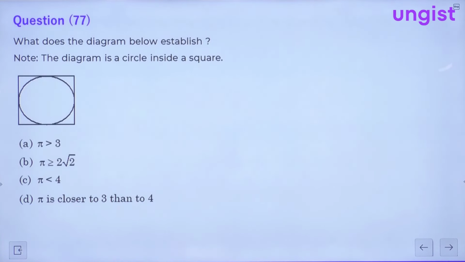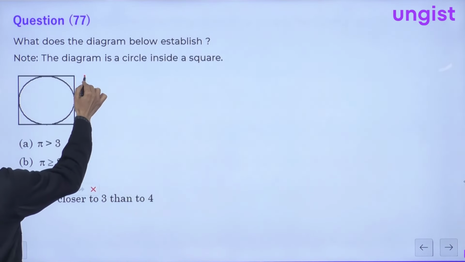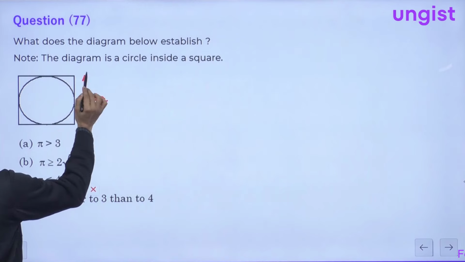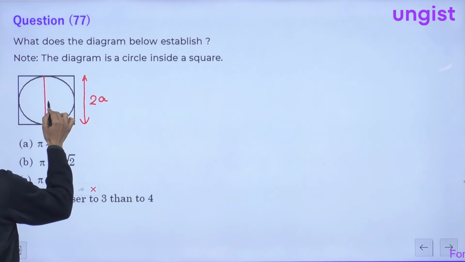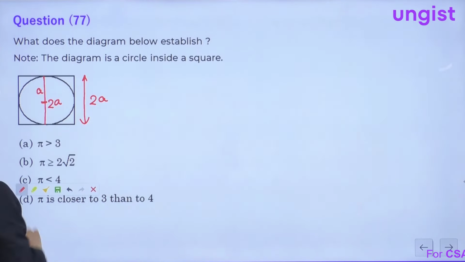Okay guys, what does the given diagram establish? Okay, see everybody here, देखिए एक बात समझिए. Let's assume this as 2a, ठीक है? So what will be the diameter of the circle? 2a. So the radius of the circle will be a, right?